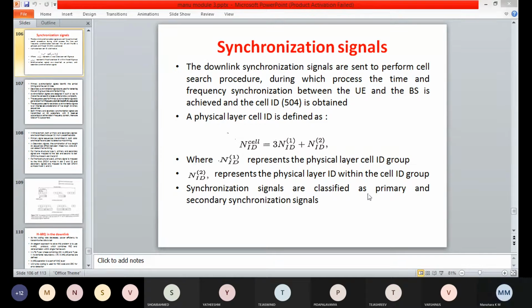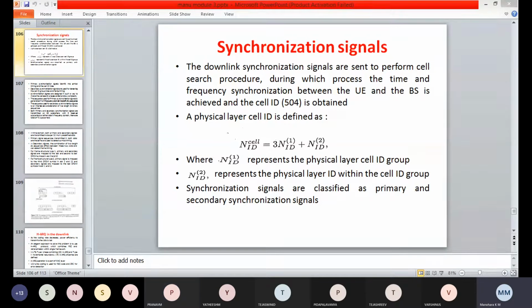Yeah, Pranav. Cell specific reference signals, okay. MBSFN reference signals, UE specific reference signals. These are there, sir. Very good.